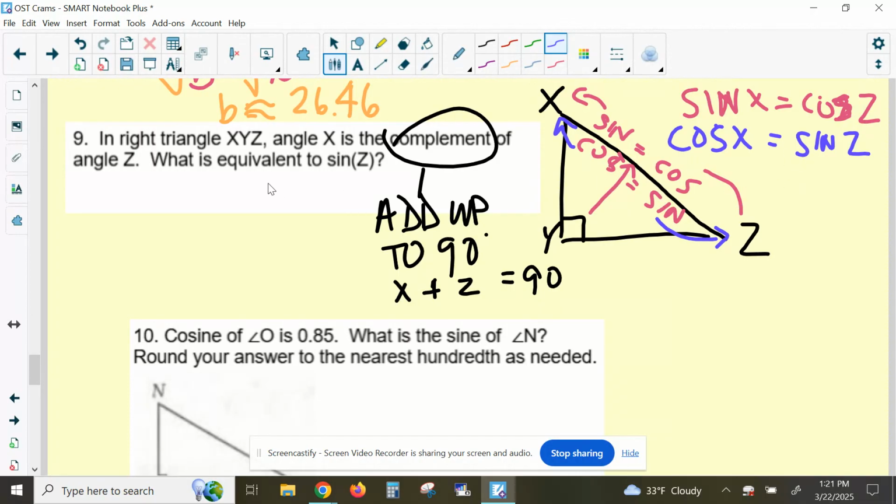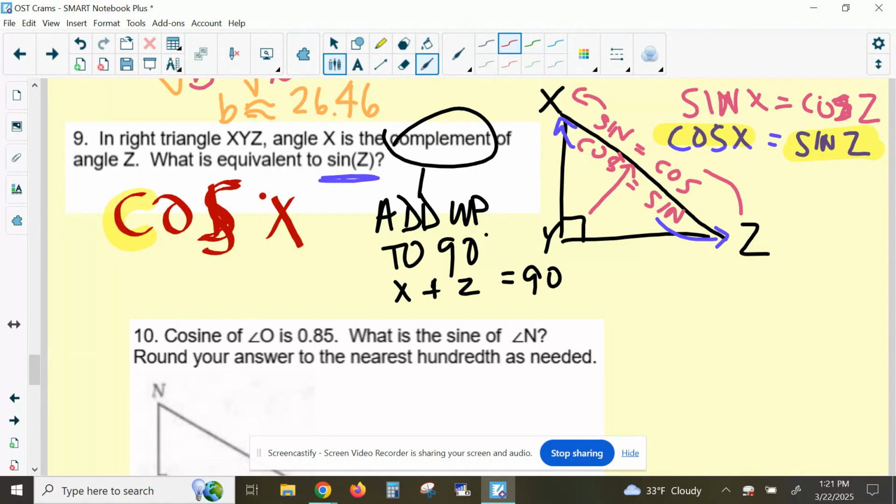Okay, so what did they say? Sine of Z. So do we have sine of Z? Yep, we have it right here. What's sine of Z equal to? It's equal to this guy right here. So our answer would be cosine. Ooh, I guess I should do it in a pen, huh? Cosine of X. This guy right here.